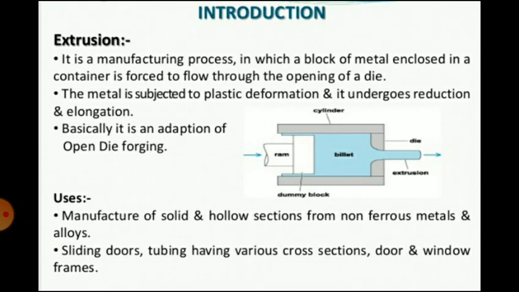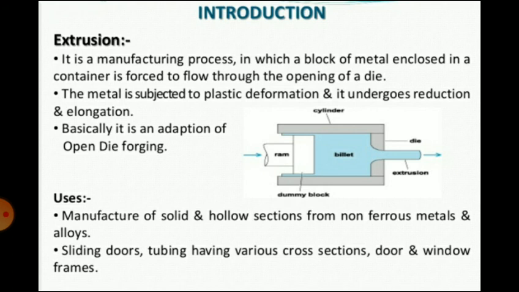Good morning. Today we will discuss the extrusion process. Extrusion may be defined as the manufacturing process in which a block of metal enclosed in a container is forced to flow through the die opening. In this, the metal is subjected to plastic deformation and it undergoes reduction and elongation during extrusion. The section of the product will depend upon the shape of the die opening.